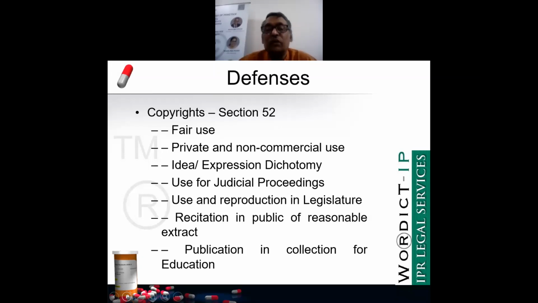Use for judicial proceedings, not much. Use and reproduction in the legislature, not much. Recitation in public of reasonable extracts, yes, there are differences. Publication in collections for education, there are differences. In fact, quite recently there was a judgment by the Supreme Court where, on xeroxing of material for educational purposes, the Supreme Court said there cannot be a copyright violation.